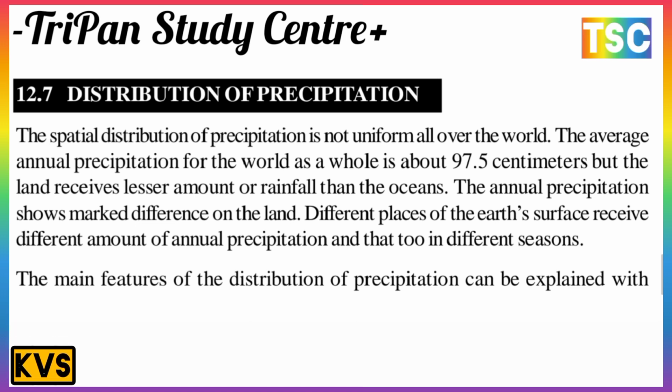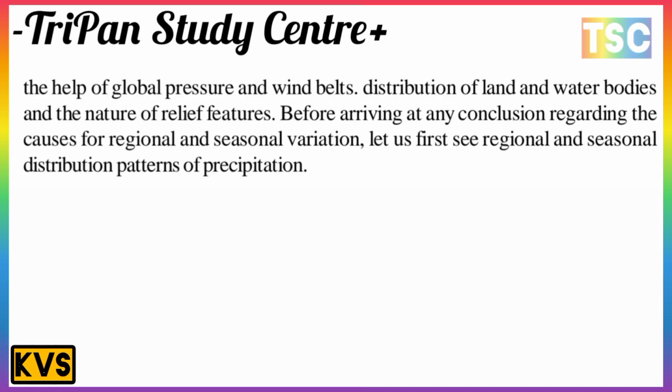The annual precipitation shows a marked difference on the land. Different places of the earth's surface receive a different amount of annual precipitation, and that too in different seasons. That is important here. The main features of the distribution of the precipitation can be explained with the help of the global pressure and wind belts, the distribution of land and water bodies, and the nature of the relief features.